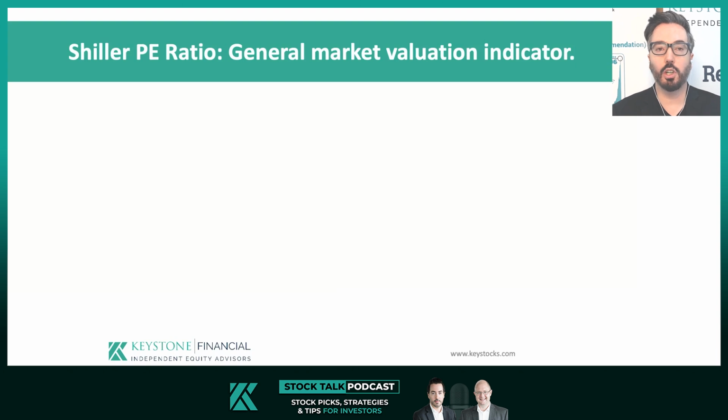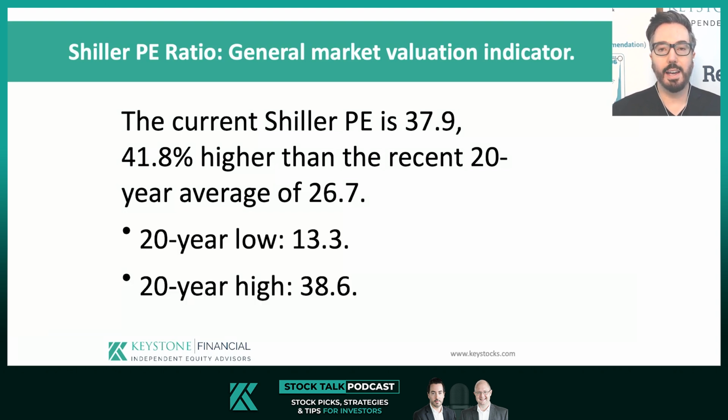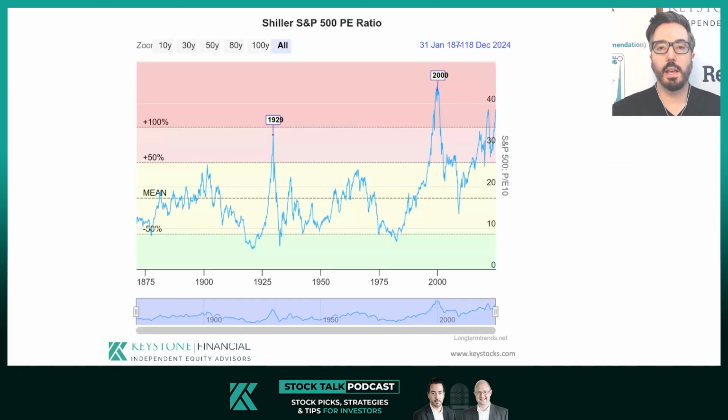Okay, well, let's just look where the current Shiller PE is now. 37.9, that's 41.8% higher than the recent 20-year average of 26.7. To put it in context, the 20-year low is 13.3. The 20-year high is 38.6.